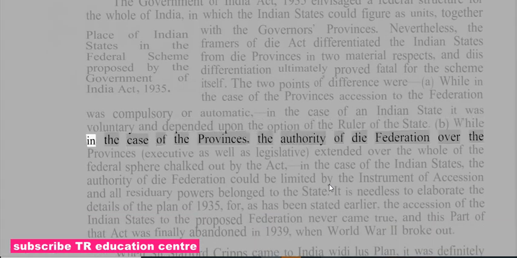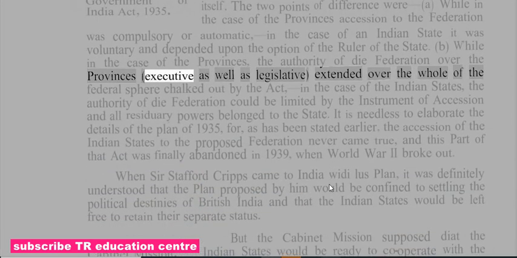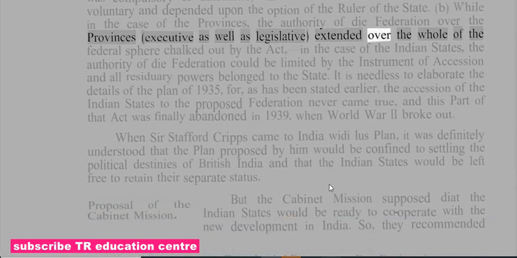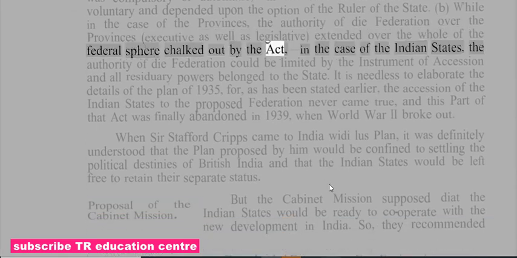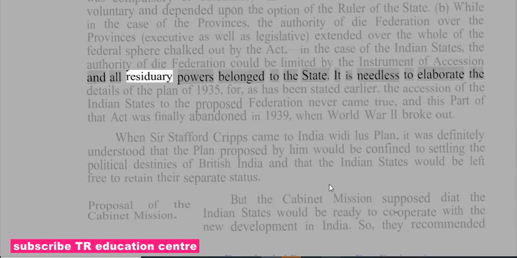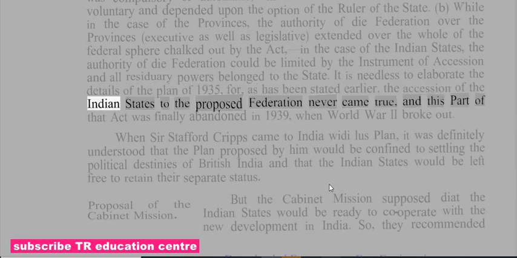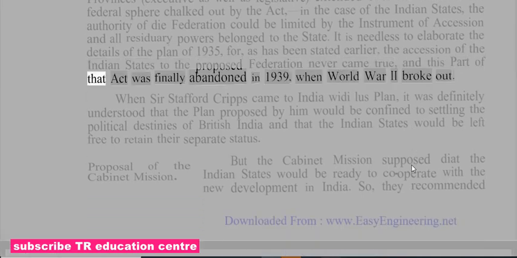b. While in the case of the provinces, the authority of the federation over the provinces, executive as well as legislative, extended over the whole of the federal sphere chalked out by the Act, in the case of the Indian states, the authority of the federation could be limited by the instrument of accession, and all residuary powers belonged to the state. It is needless to elaborate the details of the plan of 1935, for, as has been stated earlier, the accession of the Indian states to the proposed federation never came true, and this part of that Act was finally abandoned in 1939, when World War II broke out.